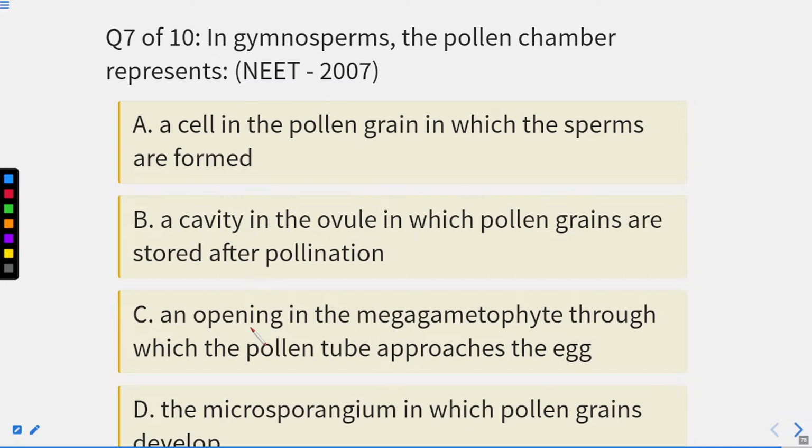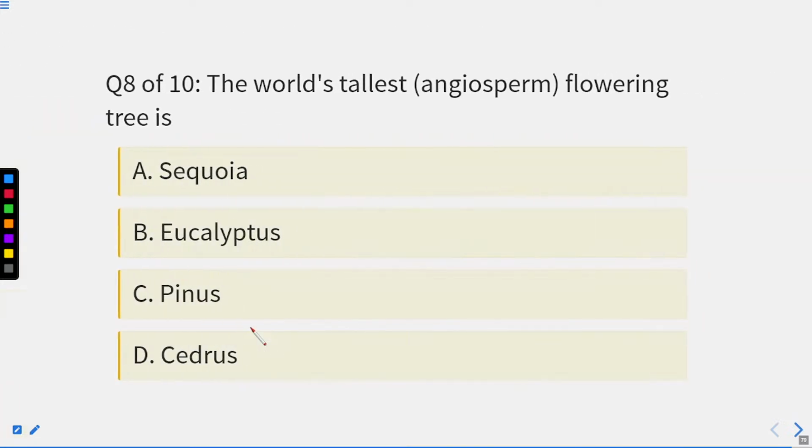Okay, I'm moving to the next question. The world's tallest angiosperm flowering tree is Sequoia, Eucalyptus, Pinus, Cedrus. So if you remember the examples of gymnosperms and angiosperms, that is very, very important. You can answer this question. Okay? So please note down.